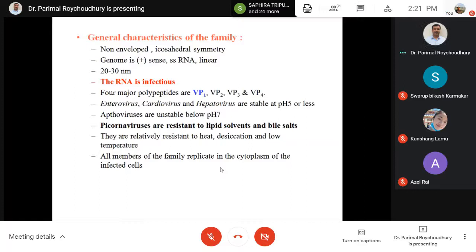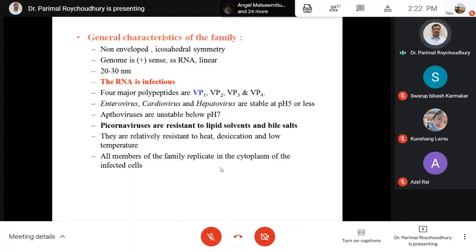This is a small icosahedral symmetry virus. Among these different members, some show stability to pH and heat. But the virus of our importance is the foot and mouth disease virus under the genus Aphthovirus. They are stable, but unstable below pH 7. However, they are resistant to heat and can survive for a longer period.